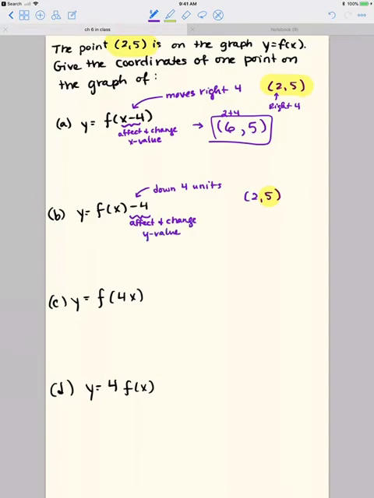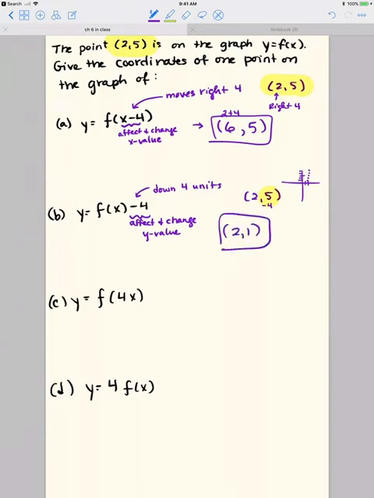So if we leave the 2 where it's at, and then again, if you can imagine that point, 2, 5, and we're just going to move it down 4 units, we're just going to end up subtracting 4 from the y coordinate, and our new point is now 2, 1.